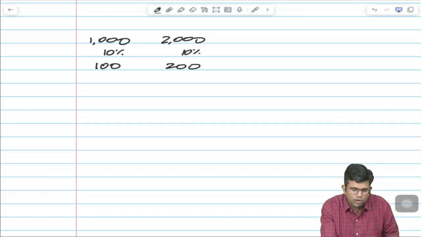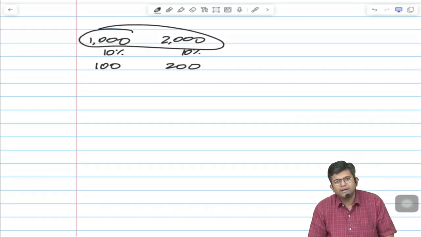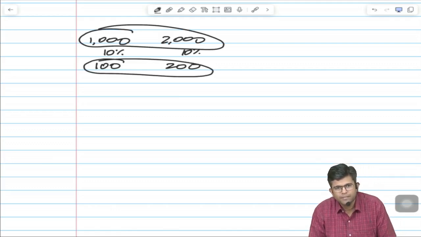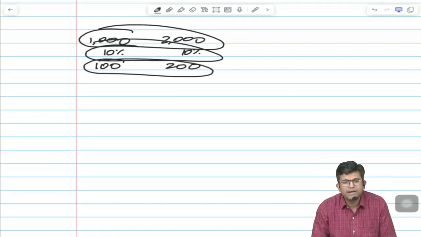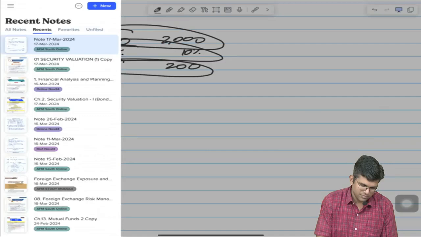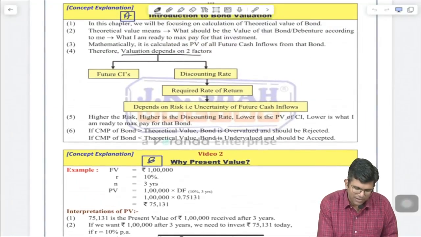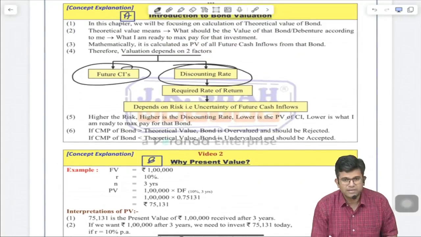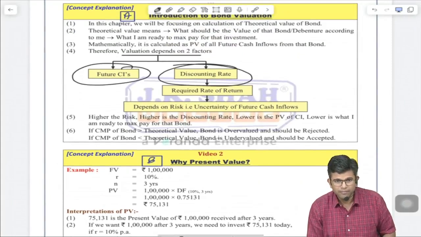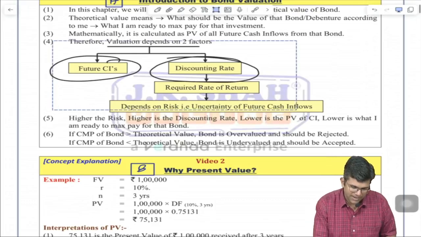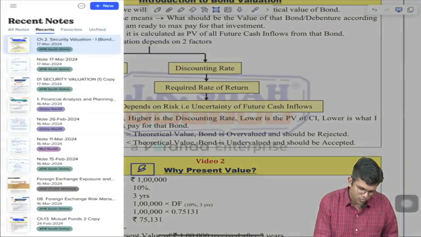So can I say what you are ready to pay depends on two factors. It depends on the future cash flows and it depends on your required return. Am I making sense? This is what we had written at the start only. Valuation depends on two factors. We have written in the notebooks also. Correct?